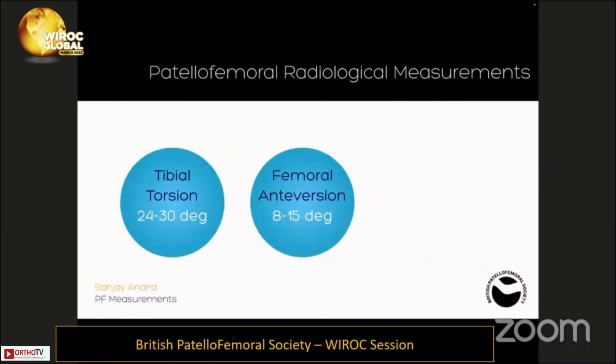On average, these are normal, and I say normal with speech marks. The tibial external torsion is around 24 to 30 degrees, and the femoral anteversion is about 8 to 15 degrees. But that's just a variation of normal. I think we also then need to define what your surgical threshold is. So, for example, if somebody's got 18 degrees of femoral anteversion, that probably does not mean you rush in with a derotation osteotomy.